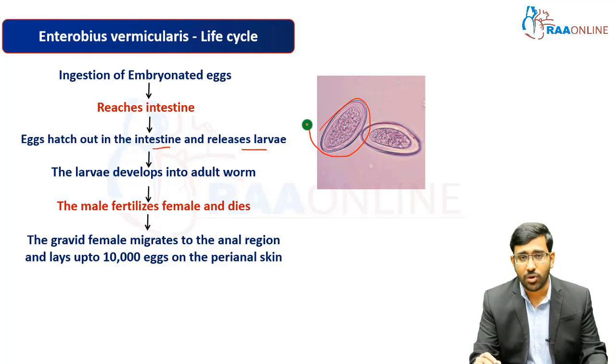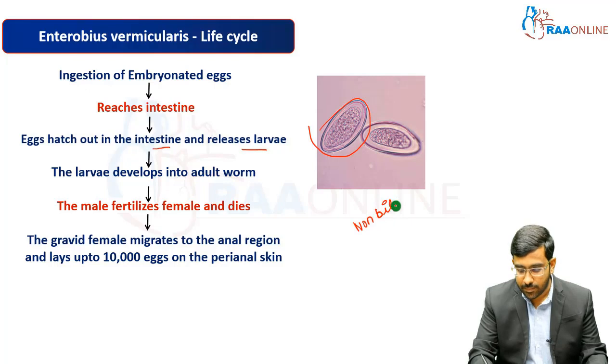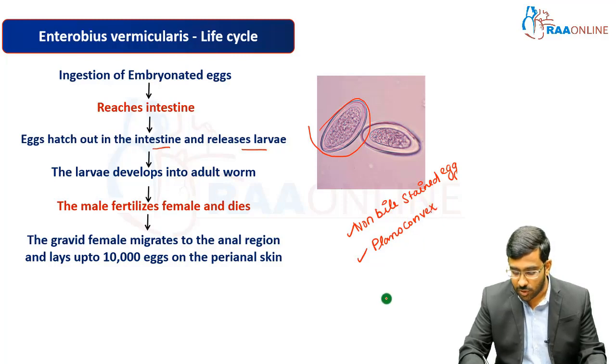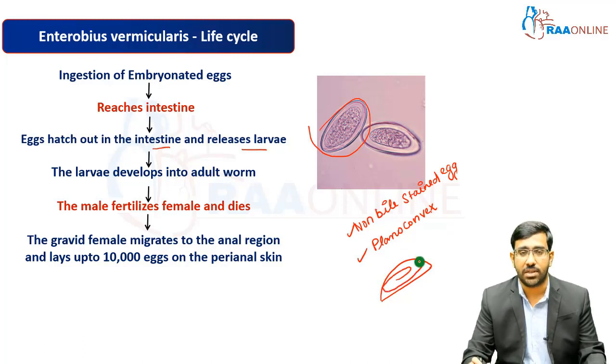When you look at the egg, it is going to be a non-bile stained egg. It is going to appear plano-convex, and inside that plano-convex egg there is going to be a tadpole shaped larva. So this is about the egg of Enterobius vermicularis. We are going to ingest this particular egg.